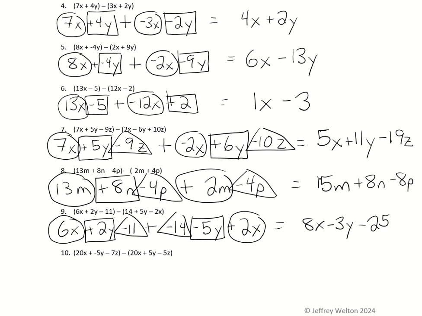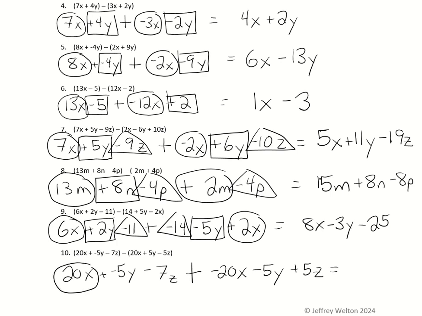Finally, on number 10, we have 20x plus a negative 5y minus a 7z. But we're going to change this to an adding problem. We're going to do the opposite of the next three. So 20x becomes negative 20x. The 5y becomes negative 5y. And the negative 5z becomes positive 5z.